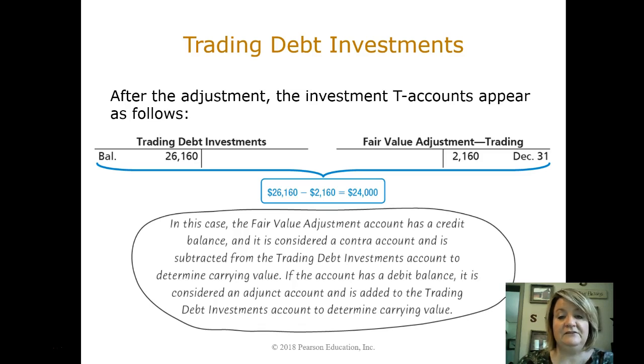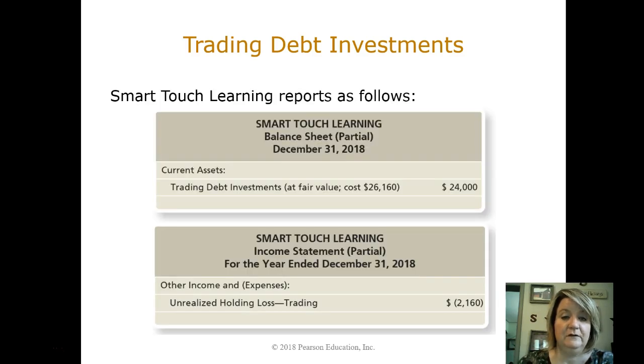After the adjustment, the investment T accounts appear as follows. In this case, the fair value adjustment account has a credit balance, and it is considered a contra account and is subtracted from the trading debt investments account to determine carrying value. If the account had a debit balance, it is considered an adjunct account and is added to the trading debt investments account to determine carrying value. So the balance sheet and income statement appear as follows.